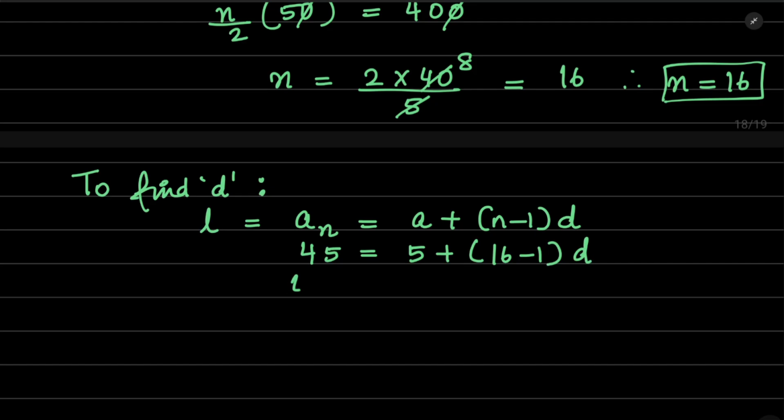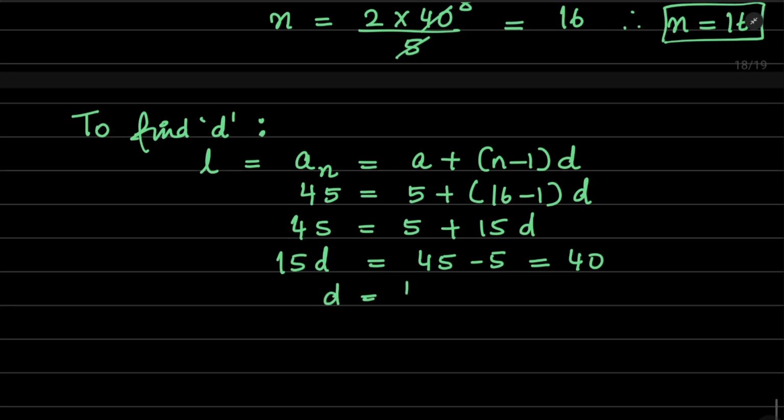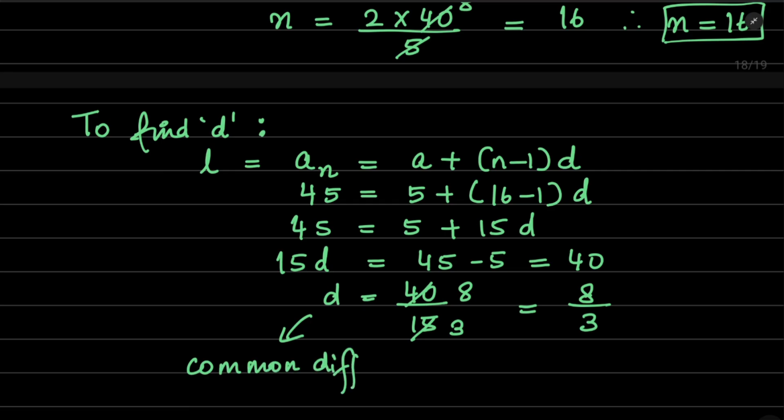So it's 45 equal to 5 plus 15d, or 15d is equal to 45 minus 5, which is nothing but your 40, and your d is equal to 40 divided by 15. So you have 5 3s are 15, 5 8s are 40. So 8 by 3 is your common difference. That's all. So based on what is given, you just have to solve. It's a completely formula based unit. So just remember the formula.